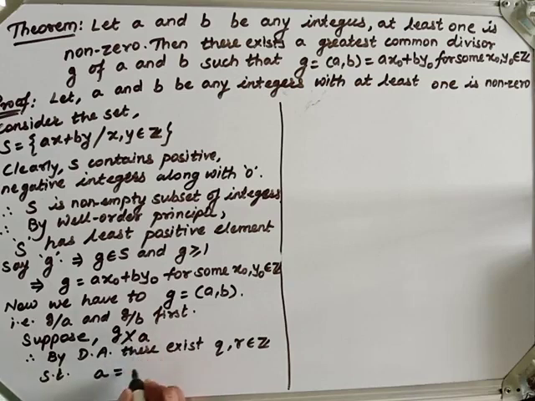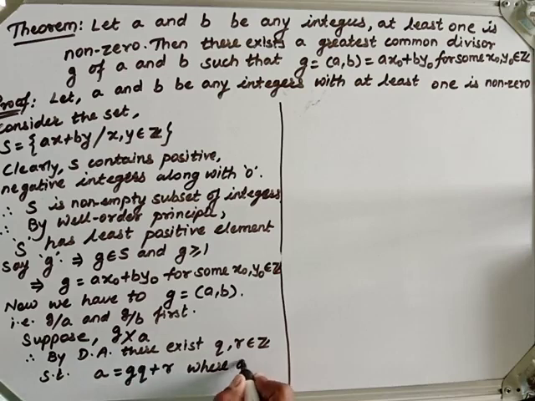A is equal to, if this doesn't divide, not a complete divisor, then there must exist a remainder and some quotient. G into Q plus R, where 0 is less than R less than what? G. G is our divisor here. Fine. This holds because of the division algorithm.